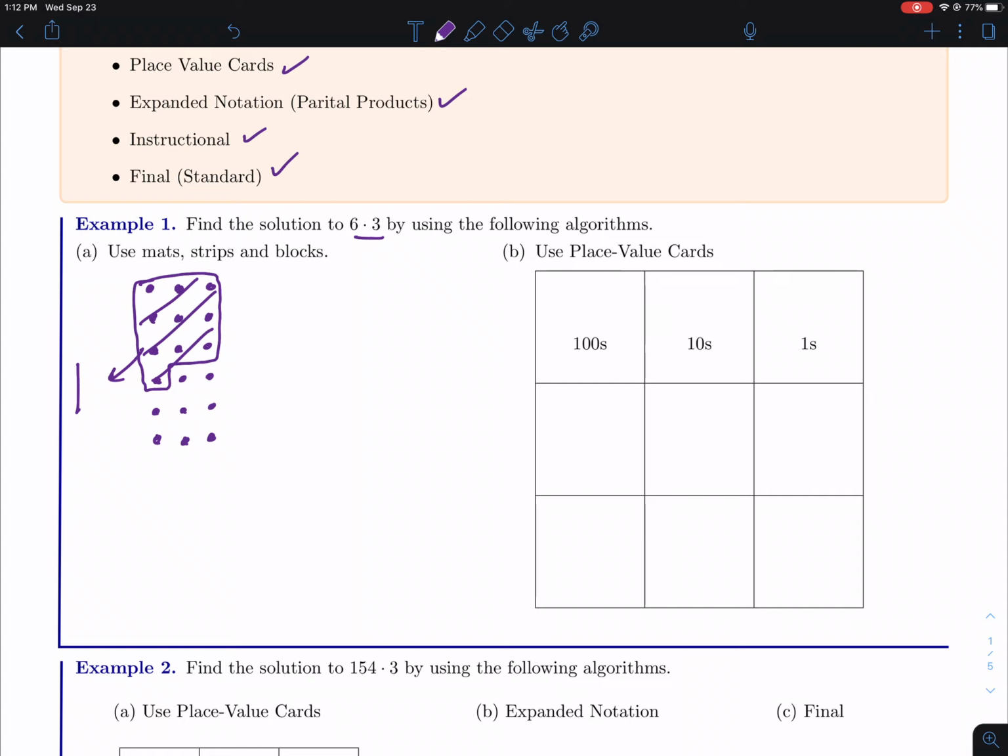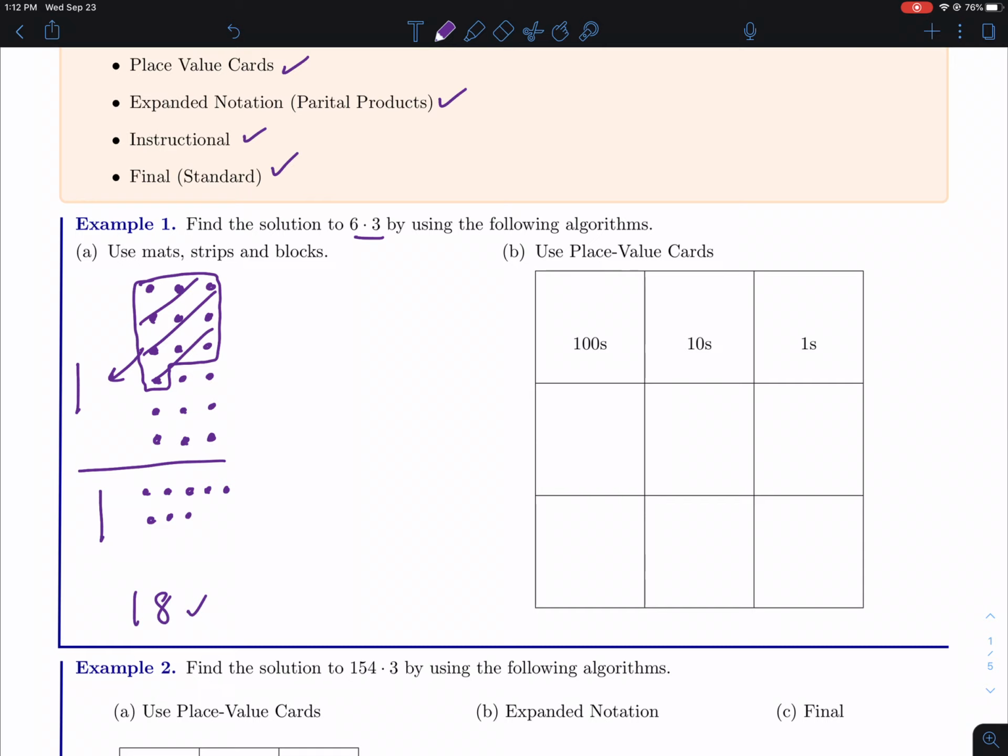So that's perfect. In this case, my final answer would be 1 strip and 8 dots, or 18. And obviously, by looking, we know 6 times 3 equals 18, so we're good to go. That's how we're using the base 10 blocks in repeated addition to solve this problem.